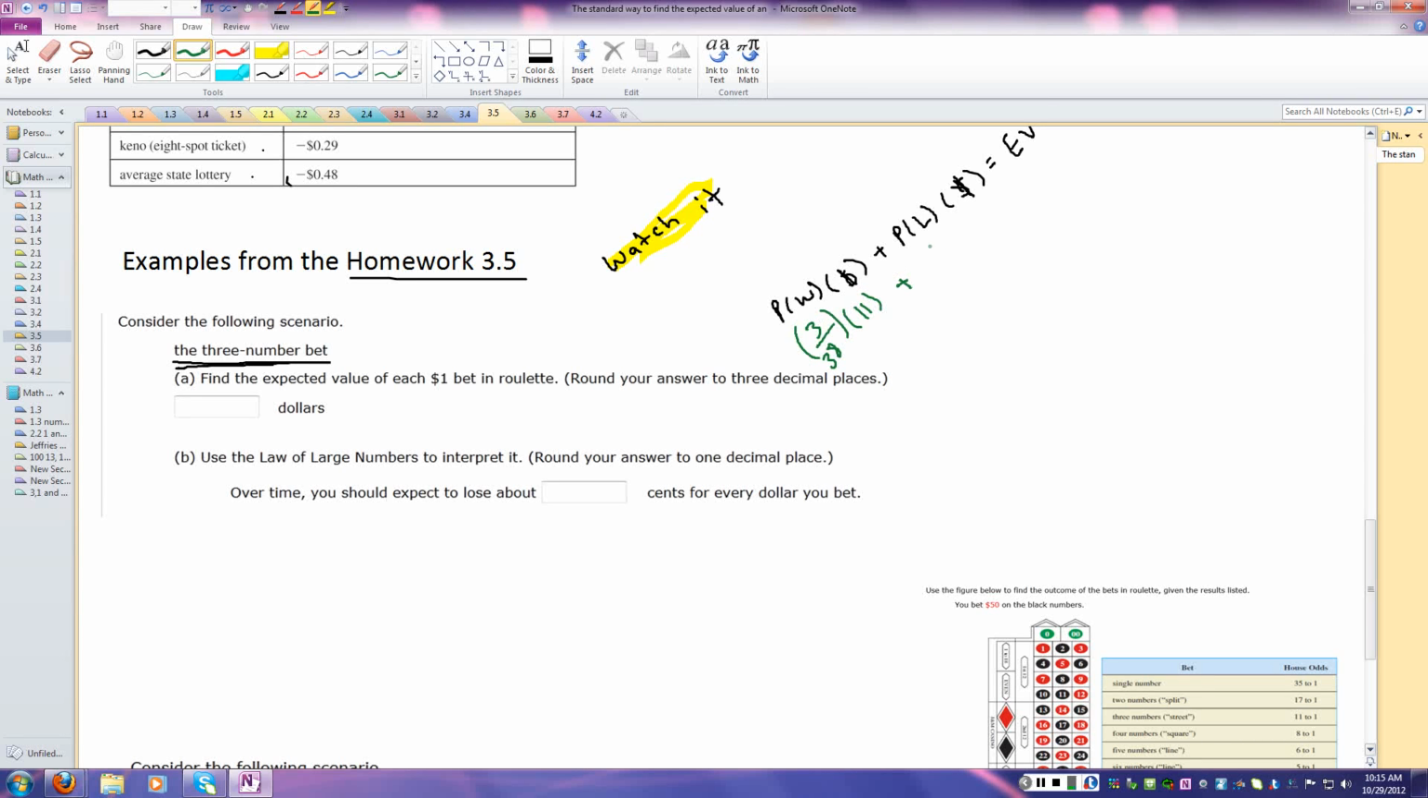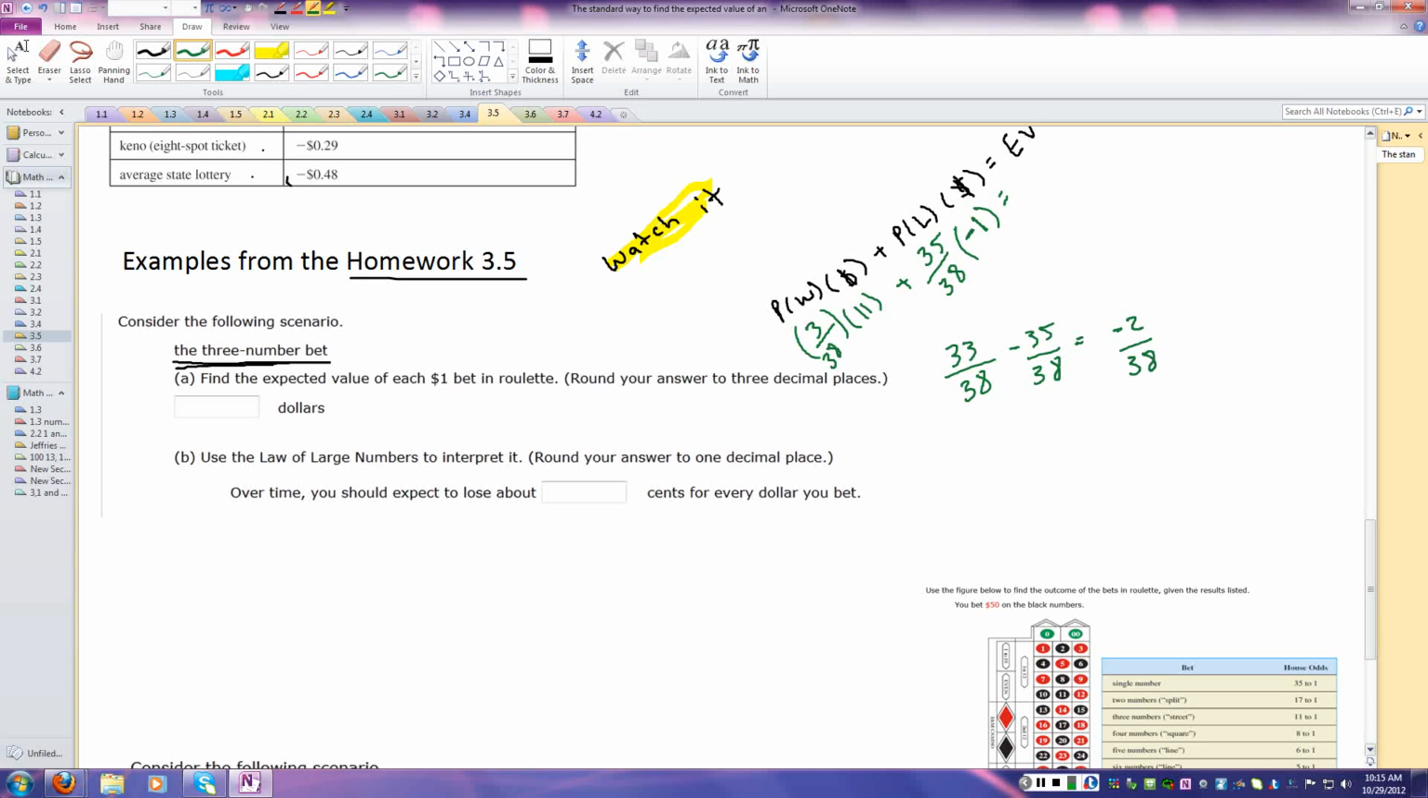plus the probability I lose. Well, I would lose 35 times out of 38, right? Because there's only 3 winning spots. So 38 minus 3 is 35. And the money I would get if I lose, well, I would lose my $1. So that's negative. So here, if I multiply, I have 33 over 38 minus 35 over 38. So I have minus 2 over 38.